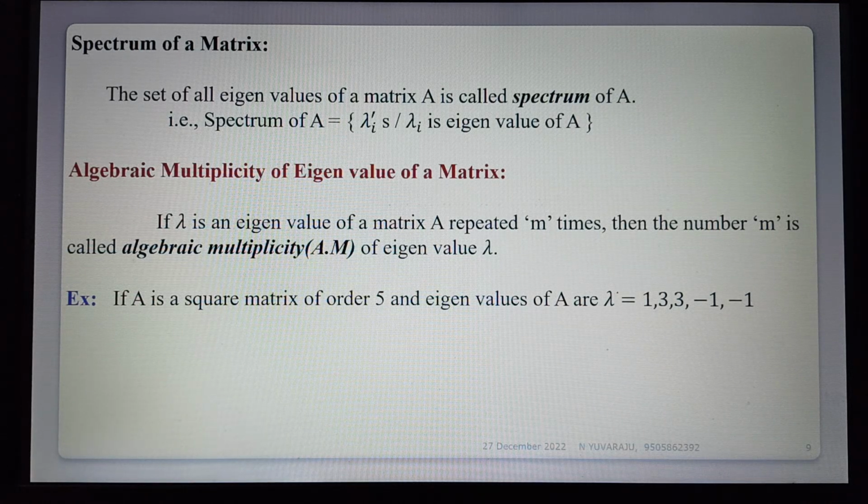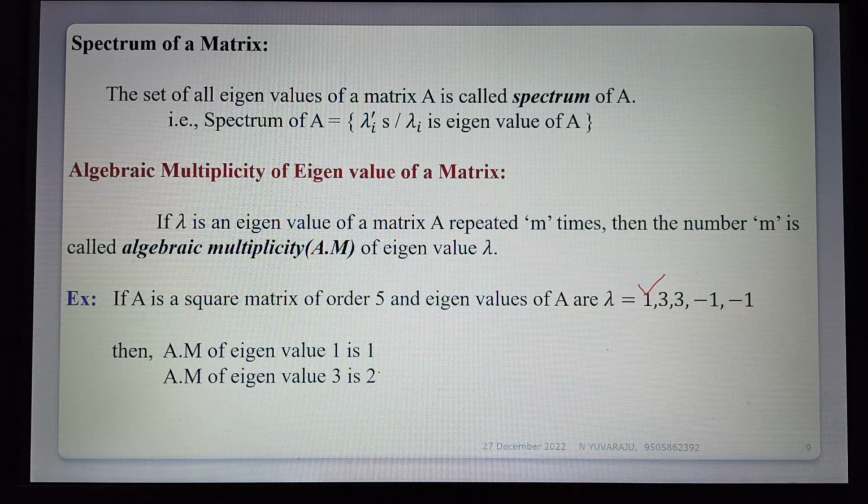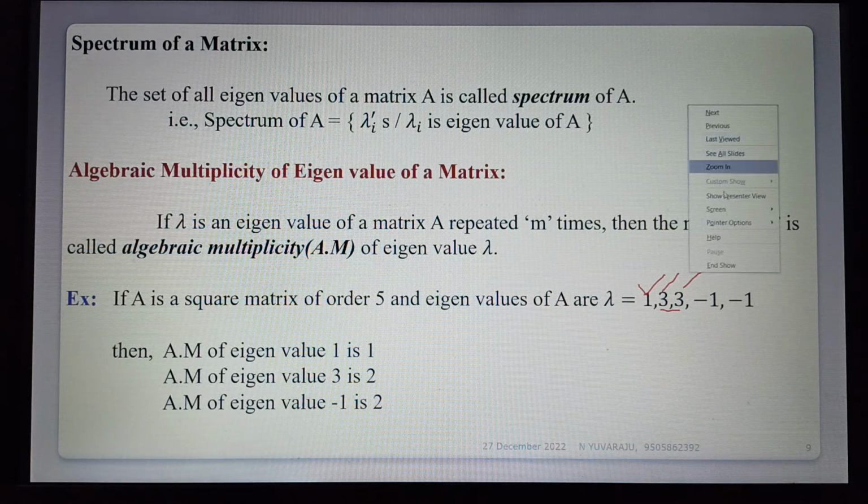First, the algebraic multiplicity of eigenvalue 1. How many times is the first eigenvalue repeated? Only one time, so AM is equal to 1. Next, AM of eigenvalue 3. 3 is the eigenvalue, how many times repeated? 2 times here, so AM is 2. Next, eigenvalue -1, how many times repeated? 2 times, so AM of eigenvalue -1 is 2. This is the algebraic multiplicity.